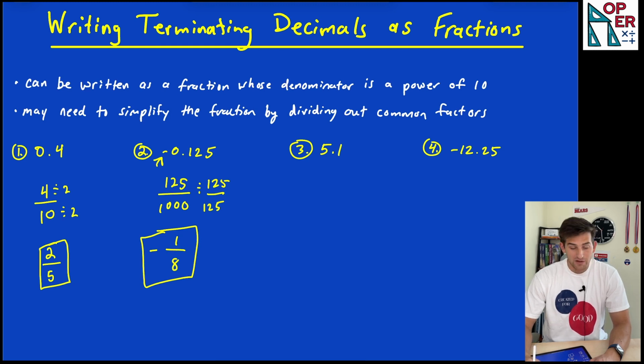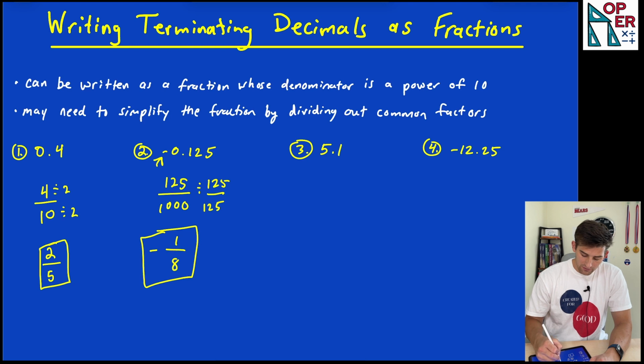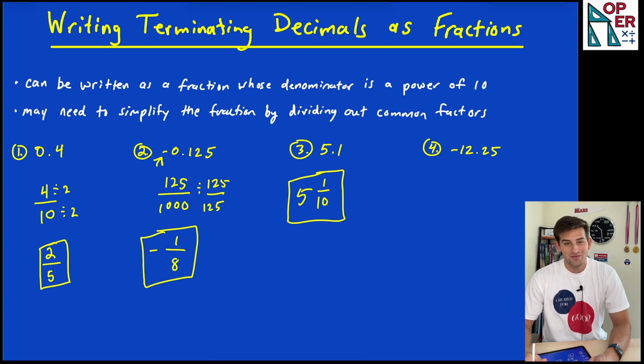All right, number 3, we have 5.1. So here we could write this as a mixed number because we have a whole number and we have a decimal part. So we have 5, and then this would be 1/10, right? So 5 and 1/10, and there is no simplifying that we have to do there.